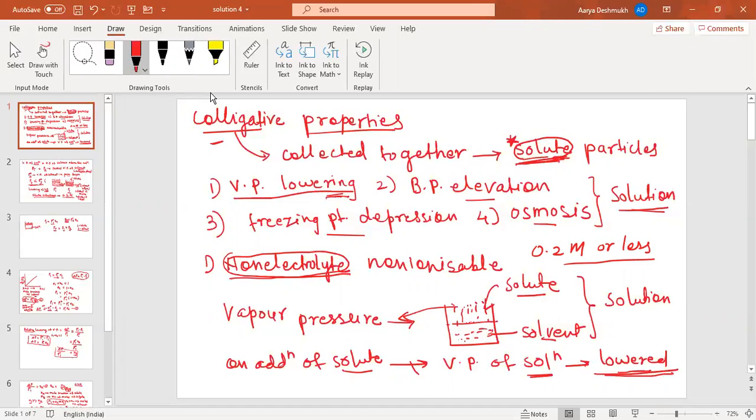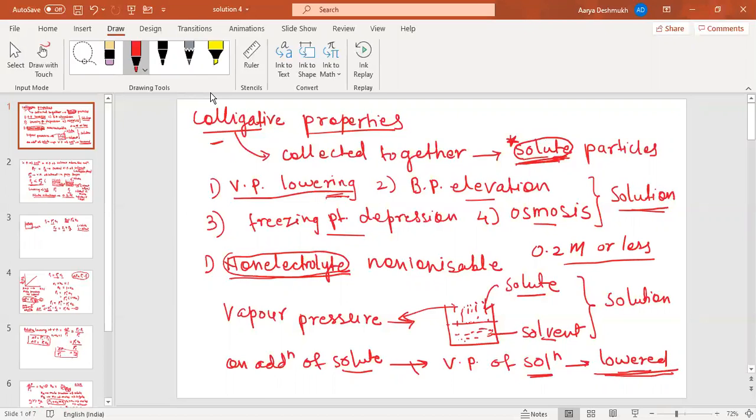Now we know that when a liquid is in a closed container, it is in equilibrium with its vapors. The pressure exerted by the vapor on the liquid is its vapor pressure. We know what vapor pressure is. When a liquid is taken in a closed container, here you can see the container, it is in equilibrium with its vapor which is forming.